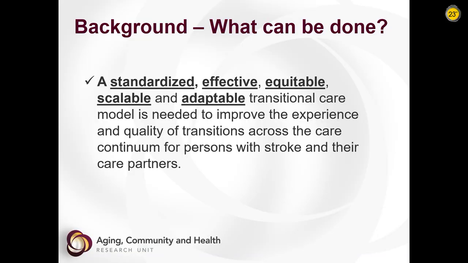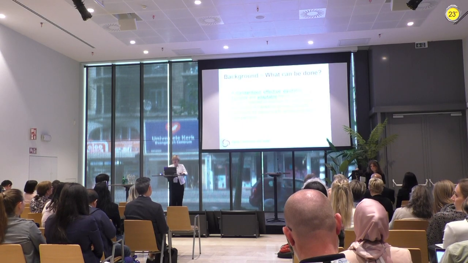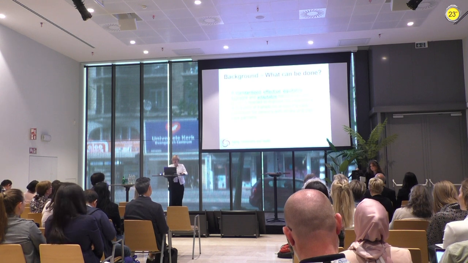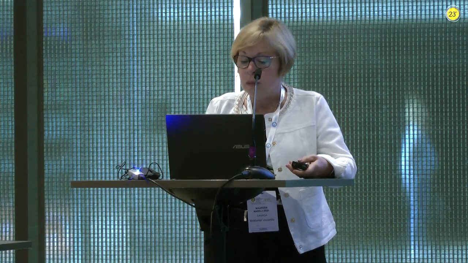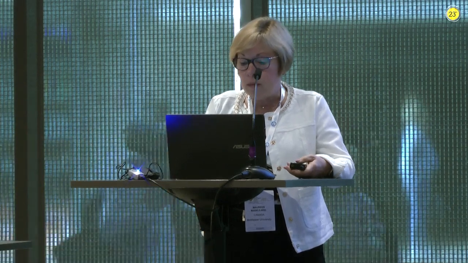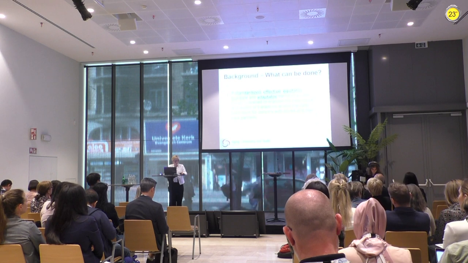So what can be done? What we did was we developed and evaluated a standardized model of stroke transitional care. What we need is a standardized, effective, equitable, scalable, and adaptable transitional care model to really improve the experience and the quality of transitions across the care continuum for persons with stroke and their care partners. And one such model is the transitional care stroke model that we developed.